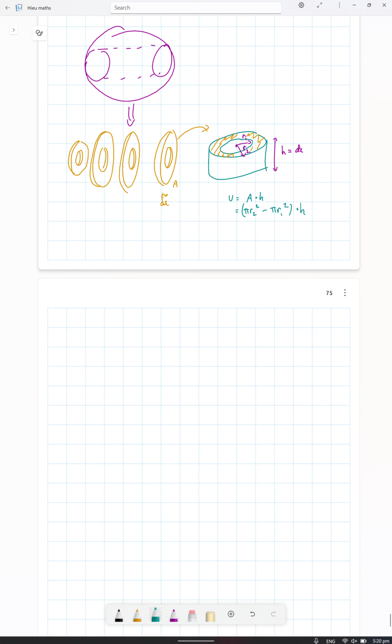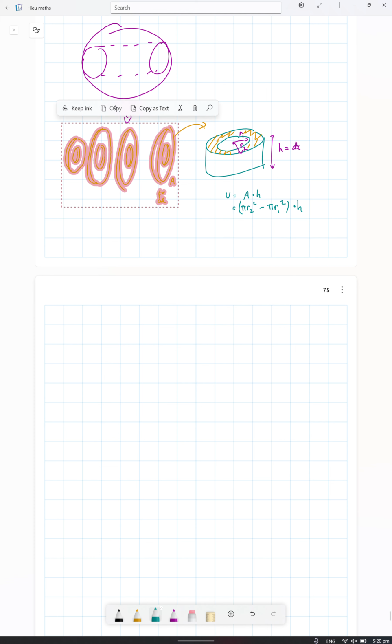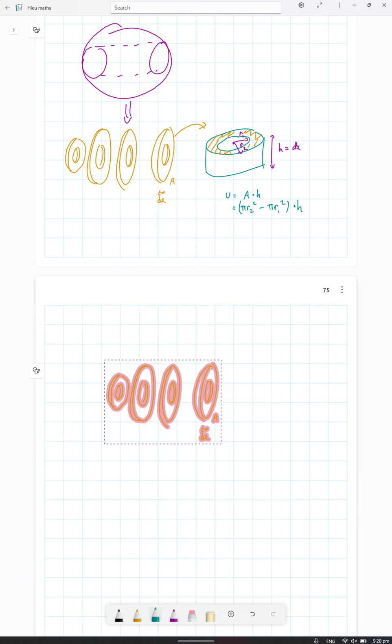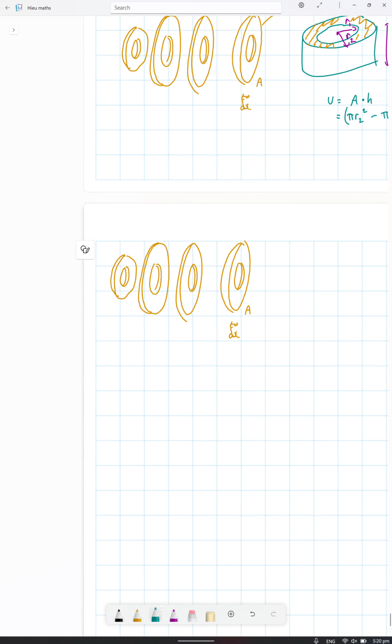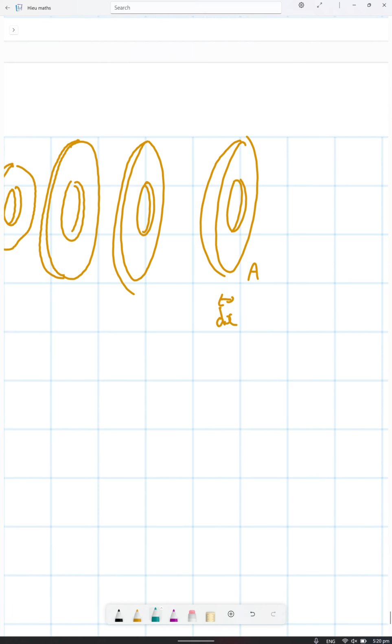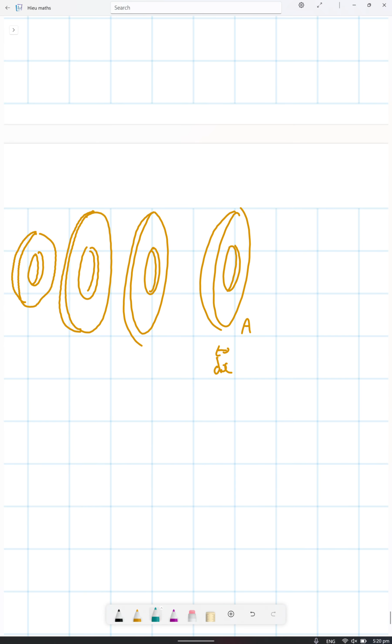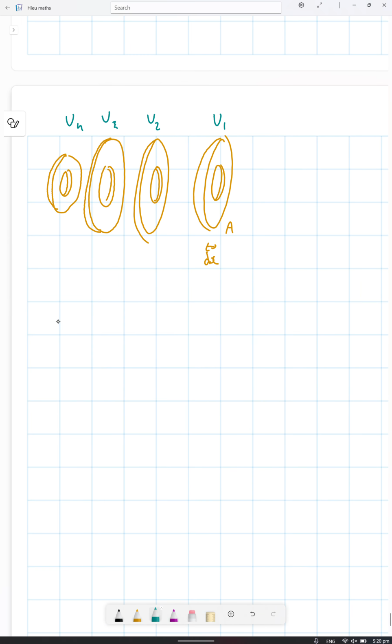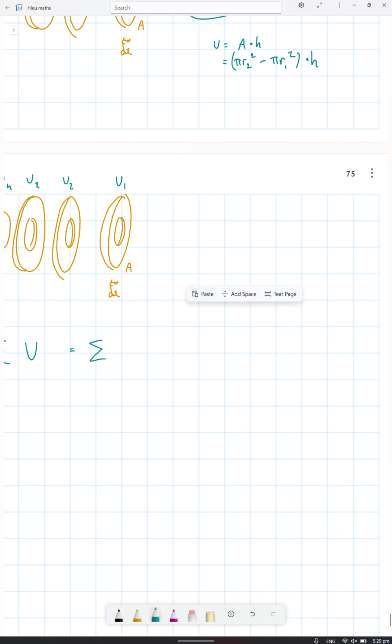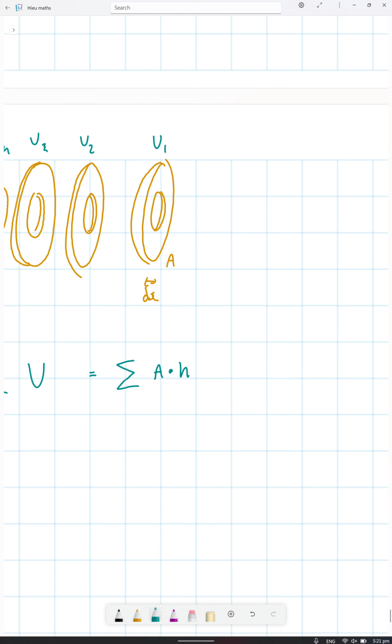Okay, so let me copy these slices down. So how do we find the total, if we have the volume of each slice? If we had the volume of this and this and this and this, what's the total volume of the shape? Well, it's the sum of all the volumes, right? Or we can express it as the sum of all the areas of each individual piece multiplied by the height of each individual piece, right?